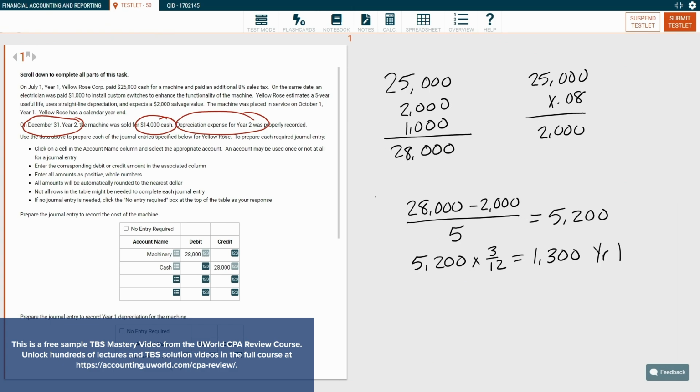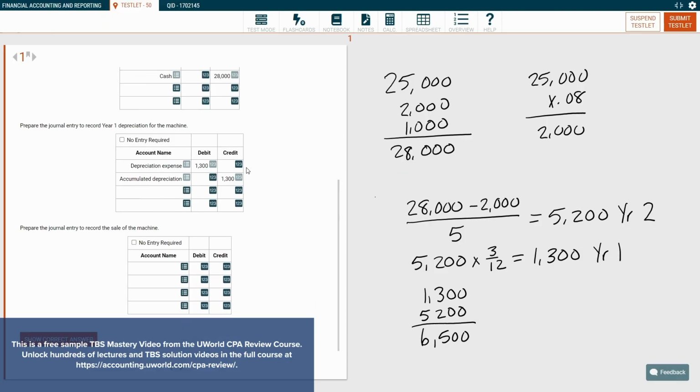$1,300. Year 2 needs to be a full year's worth of depreciation, and we've already calculated that. So we'll use 5,200. So in total, we have 1,300 in depreciation from year one, $5,200 of depreciation in year two. So in total, we have $6,500 of depreciation, all sitting in that accumulated depreciation account. So what do we need to do? We need to record our journal entry to record this sale. So what should that look like?